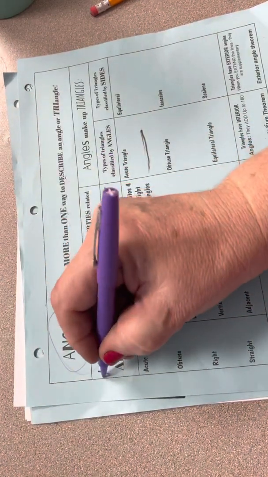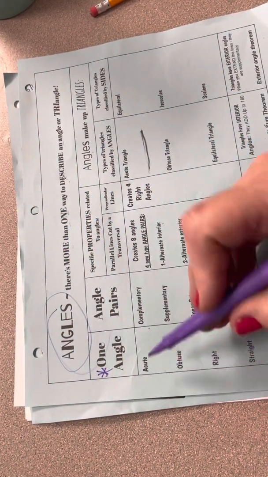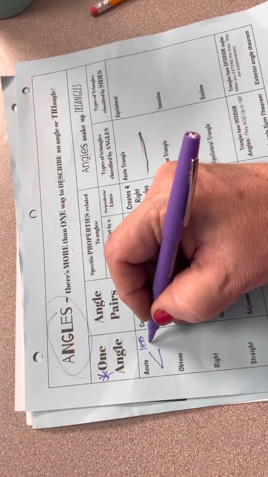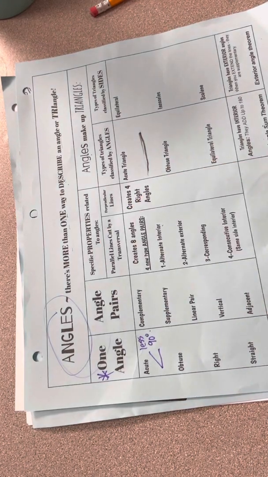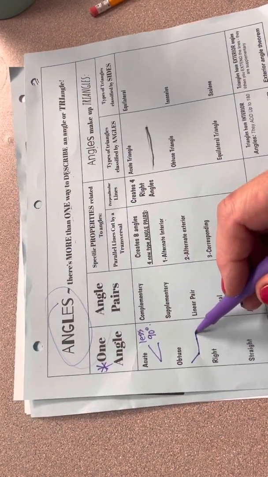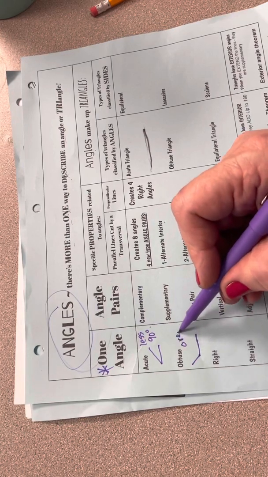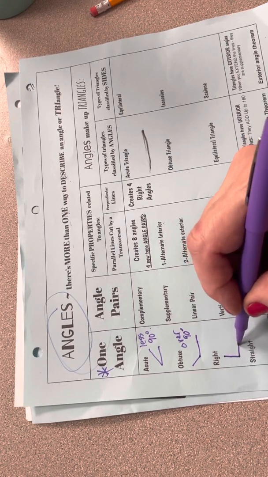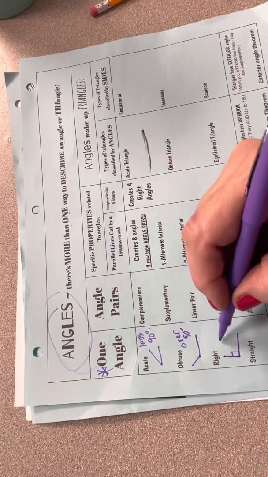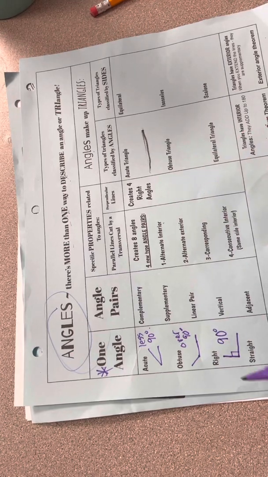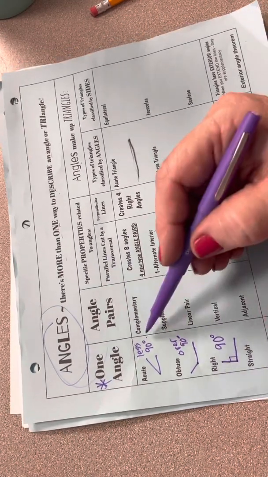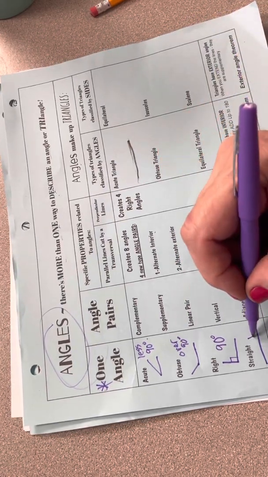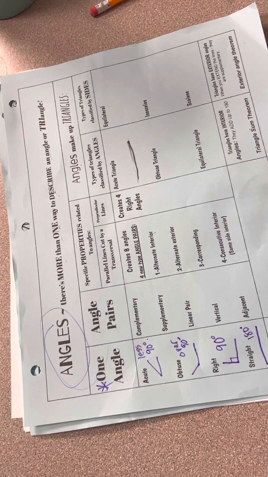If we're talking about just one angle, it can be acute, which would be a small angle. That would be less than 90 degrees. Obtuse would be big angle. It's over 90 degrees. A right angle usually has a box there, and it says 90 degrees. So a right angle is always 90 exactly, not less, not over. Straight angle is just a line, and that equals 180 degrees.